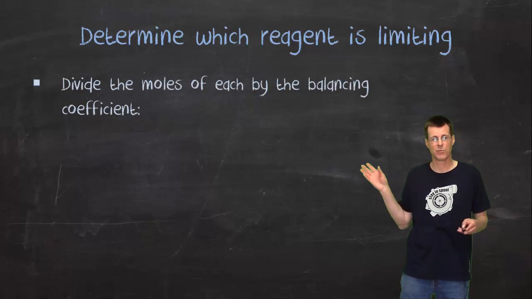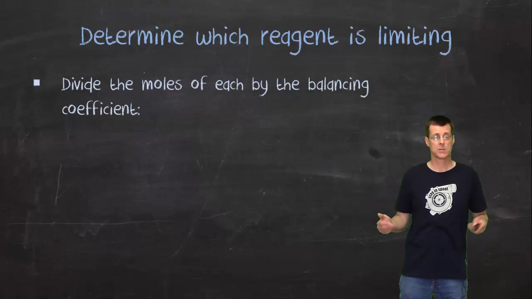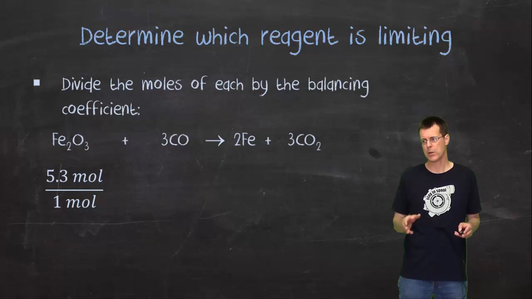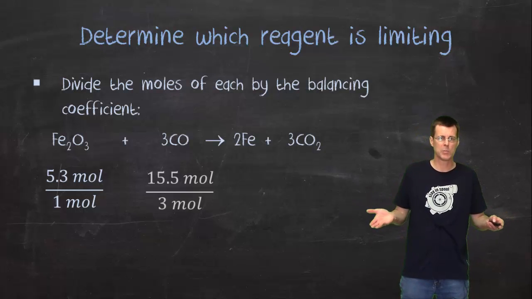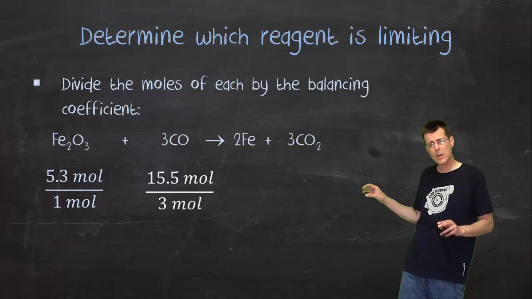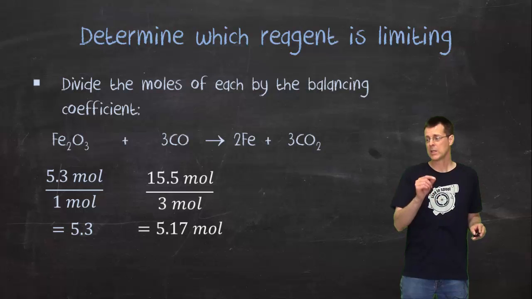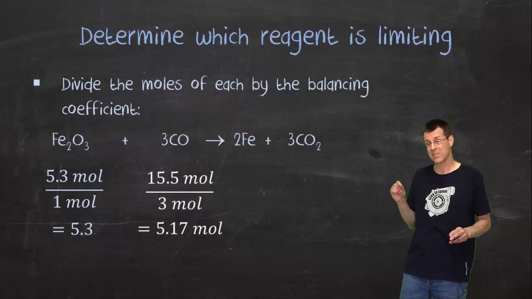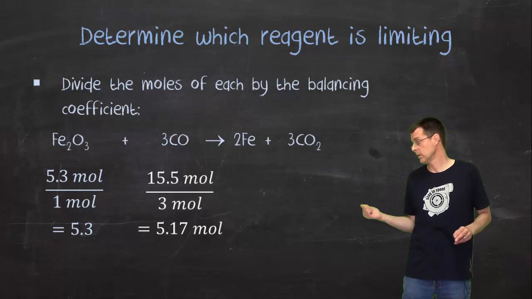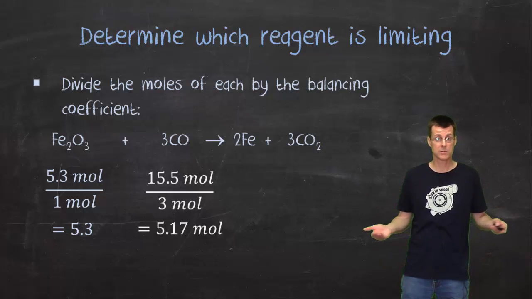And then what we're going to do is divide each thing by the balancing coefficient. What that's going to do is remove the influence of the balancing coefficient, reducing everything back to a 1-to-1 kind of thing. So if I were to take that reaction and I had 5.3 moles, I'm not going to really divide by 1, but I'm going to divide by 1. 15.5 divided by 3. So now I remove the fact that I'm supposed to have more of the carbon monoxide, and I end up with 5.3, no big surprise, hopefully I didn't spring that one on you, and 5.17. Well now, even though 15.5 is a larger number of moles, it's not quite large enough, and it is now the limiting reagent because I don't have as much as I'm supposed to have for 5.3 moles of iron 3 oxide.